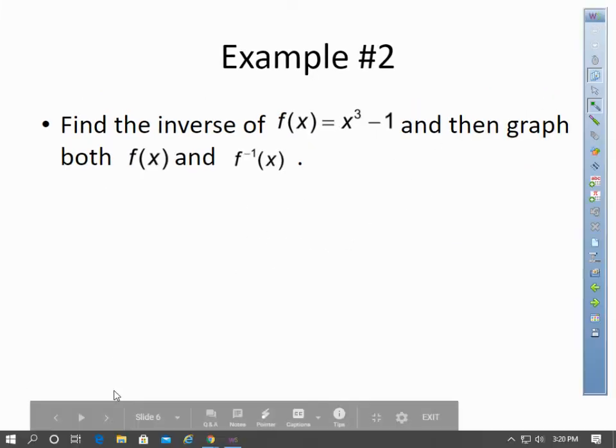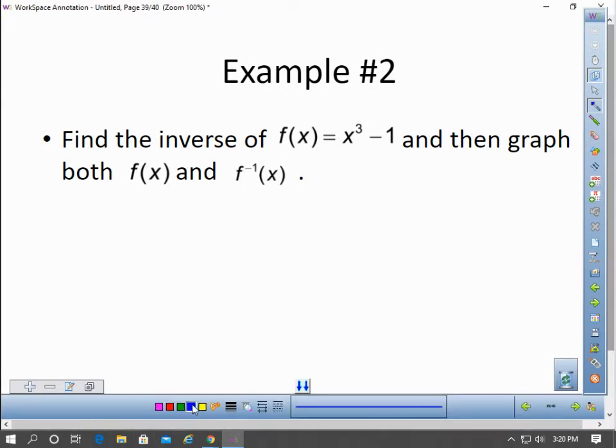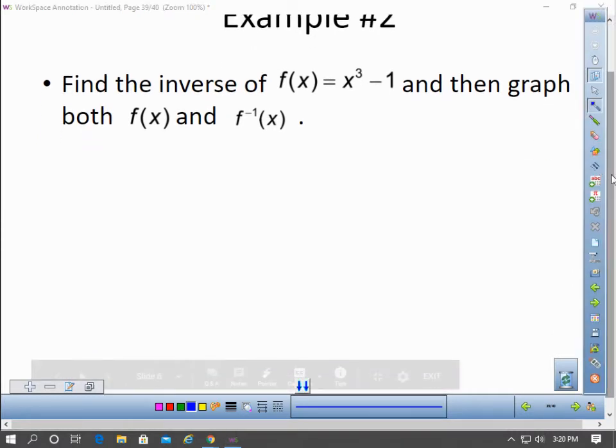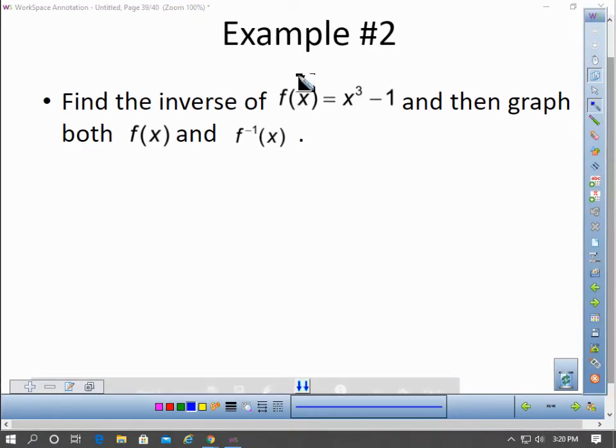All right, number 2. Find the inverse of this function. So again, example number 2. This is the same as y equals x cubed minus 1. So to find my inverse, I'm going to switch my domain and range. So I'm going to say x equals y cubed minus 1. So now I'm going to solve for y. So I'm going to add the 1 over here.